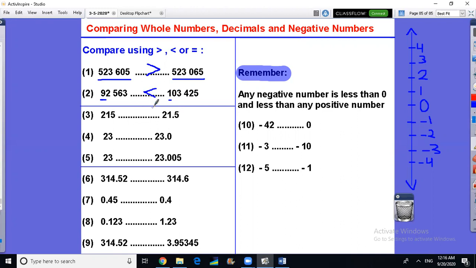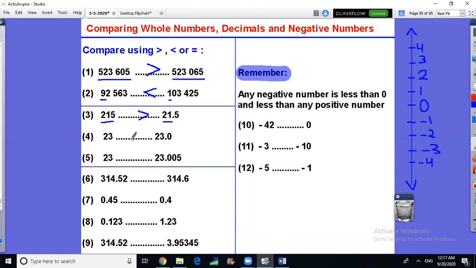Here, 215 and 21.5. Now we're comparing decimals. To compare decimals, there are also 2 steps. The first step is to compare the whole numbers. What are the whole numbers? This is a whole number, 215, as if you're comparing 215 apples with 21 apples and a half. Which one is greater? Of course, it's 215. So now we can compare the whole number here with the whole number here. This is 215. This is 21. Of course, 215 is greater without even looking at the digits after the decimal point.